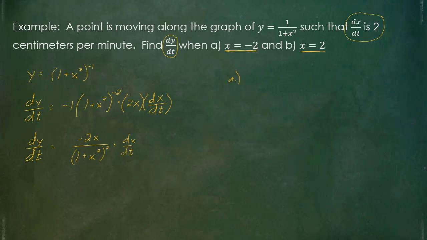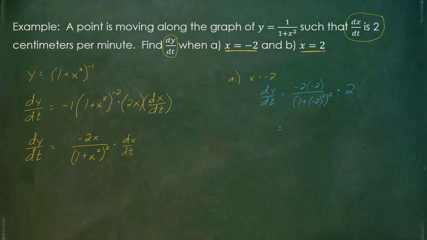With part A, it said I want x to equal -2. So if I plug in x equals -2, that gives me, for this one, I'll go ahead and change color a little bit, dy/dt being equal to -2 times the -2. So just plugging in that x value over 1 plus a -2 squared, quantity squared, then times the dx/dt, which they gave us in the problem as 2.